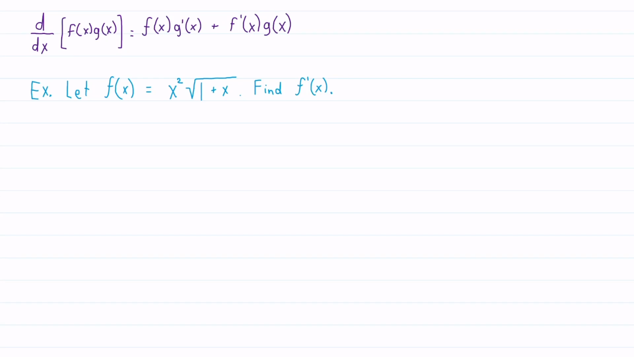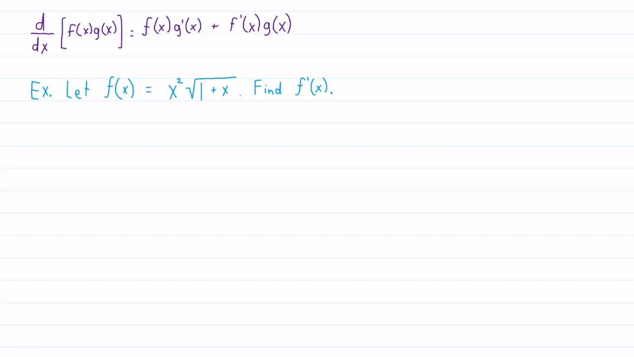We're going to be looking at an example of the product rule for derivatives. So first, the product rule tells us that when you have two functions that are multiplied together, the derivative would be the first function times the derivative of the second one plus the derivative of the first function times the second function. So let's look at this example here.